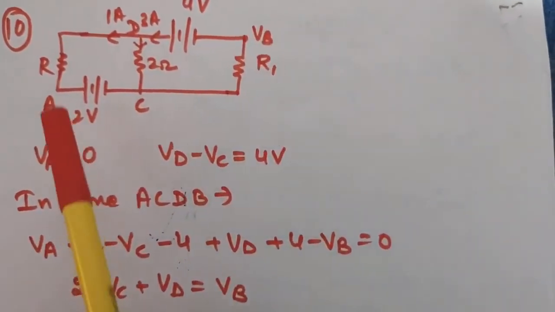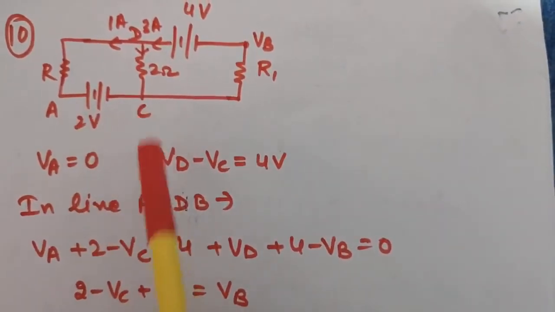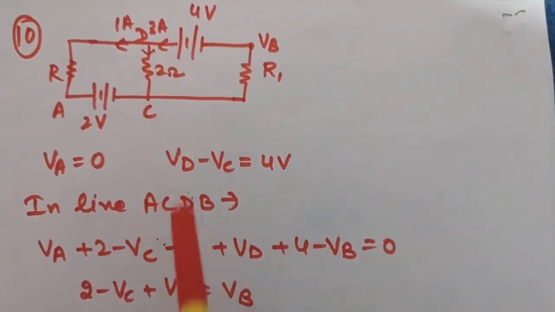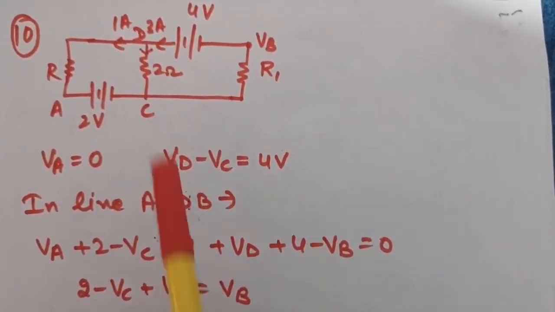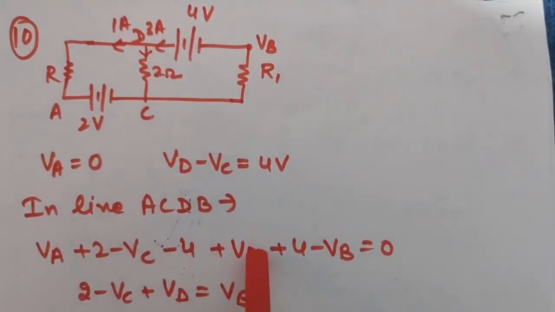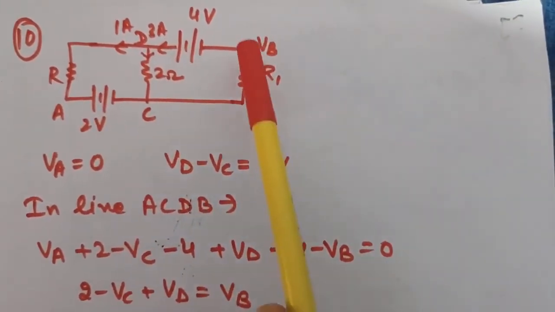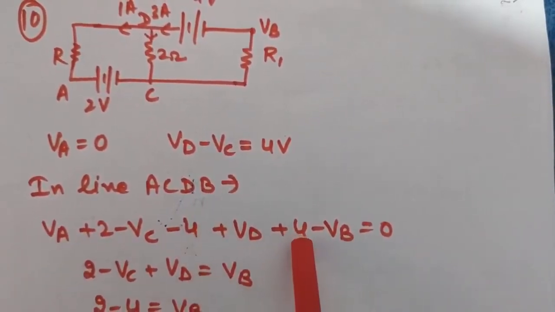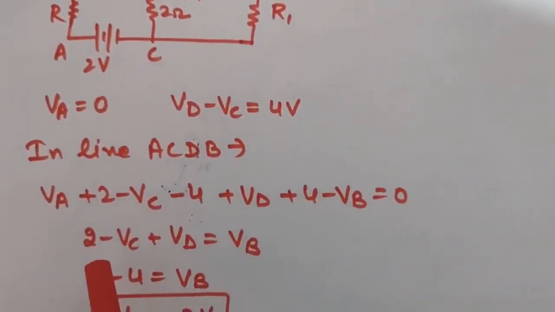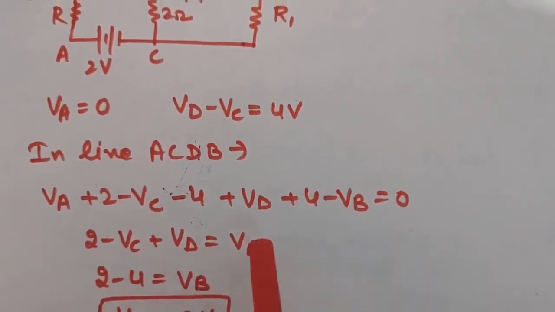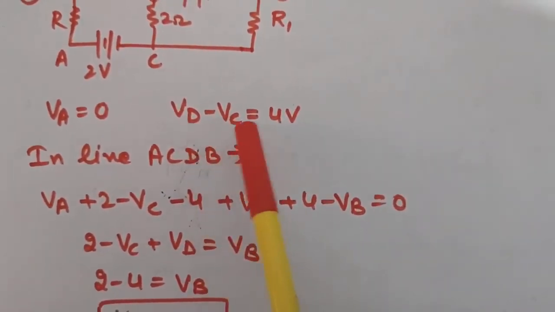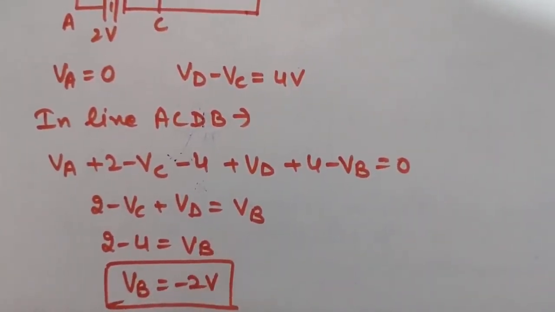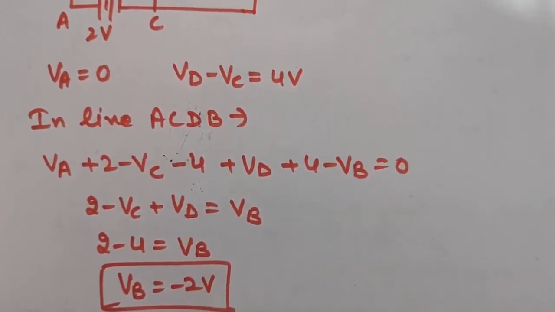Okay, so VA plus 2 minus VC plus 4, because we are going in opposite direction of current, minus 4 because we are going in opposite direction, then plus VD, again plus 4, minus VB is equal to 0. VA is given to be 0 only, this 4 and this 4 will cancel out, so you will be left with 2 minus VC plus VD is equal to VB. Now VD minus VC is 4 volts, so just put the value. So 2 minus 4 will be VB, so VB will come to be minus 2 volts.